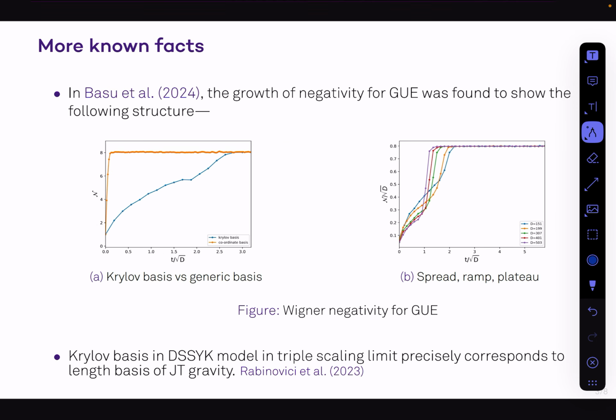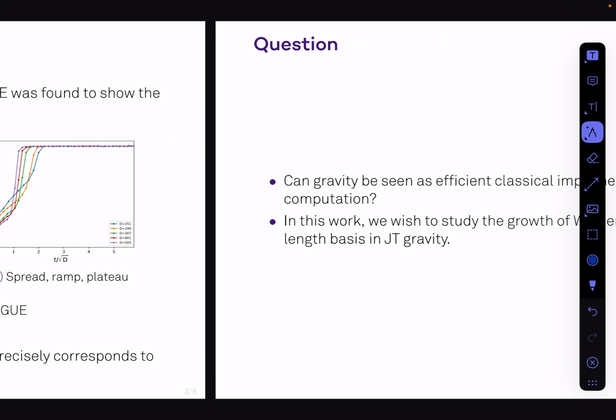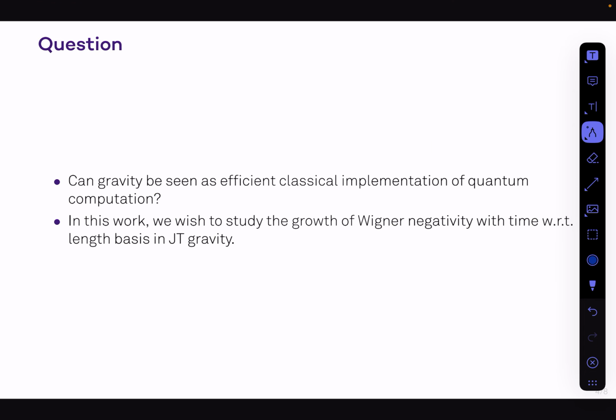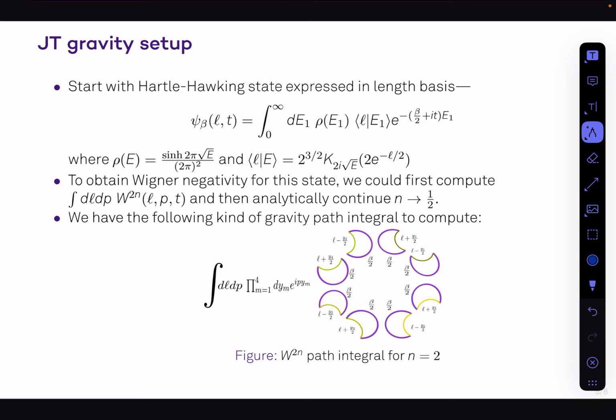Now here we can see a comparison of growth of Wigner negativity between Krylov basis and any generic basis. This blue curve corresponds to the Krylov basis and this yellow curve corresponds to any generic basis. On the other hand, it has been shown that the Krylov basis in the DSSYK model in the triple scaling limit precisely corresponds to the length basis in JT gravity. So, taking inspiration from this story, we wish to study the growth of Wigner negativity with respect to the length basis in JT gravity.